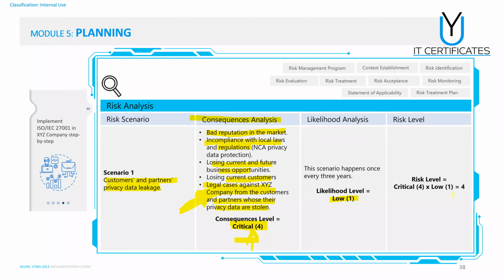What is the risk level? We have critical times low equals 4. Then the risk level of scenario number 1 is equal to 4. Now, look, we are trying to apply the risk management basics and concepts which we learned in the previous slides in a practical example. Now you can have a sense of risk management. In this real case, we make the impact analysis and the likelihood analysis for it, and we discover that the risk level can be 4.